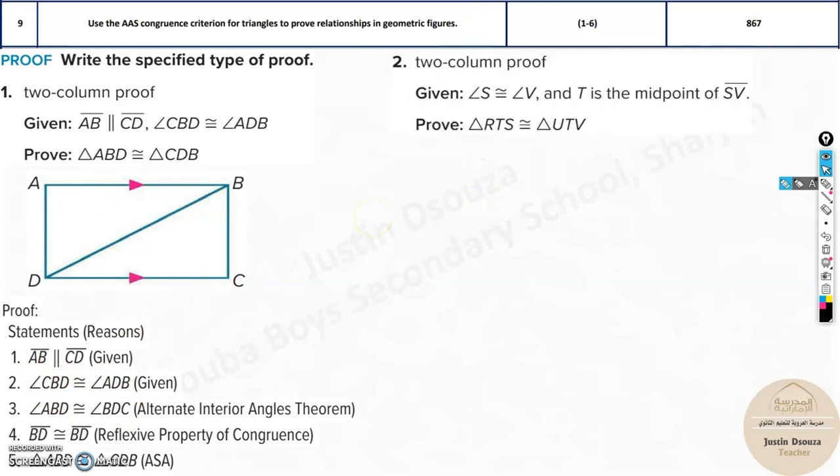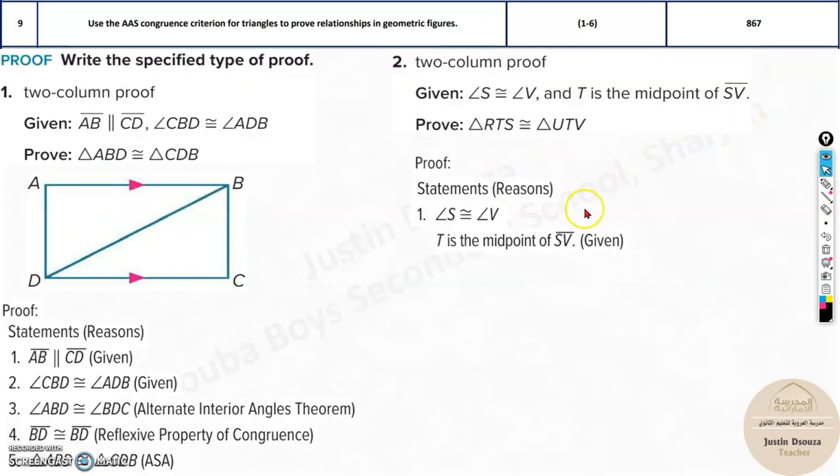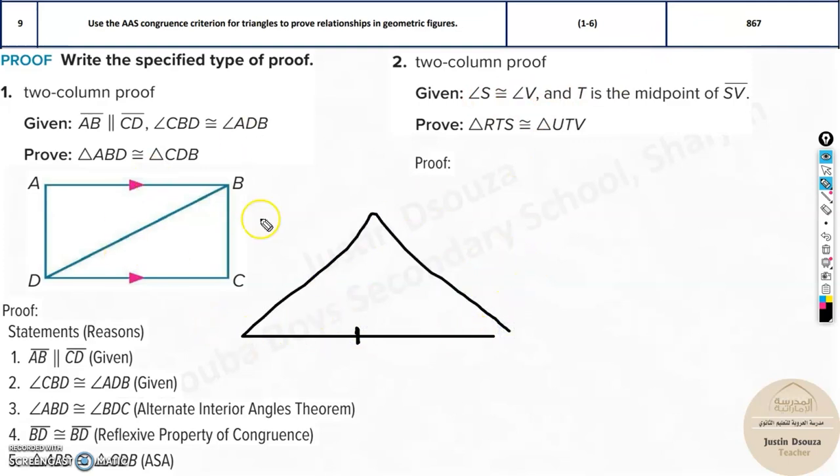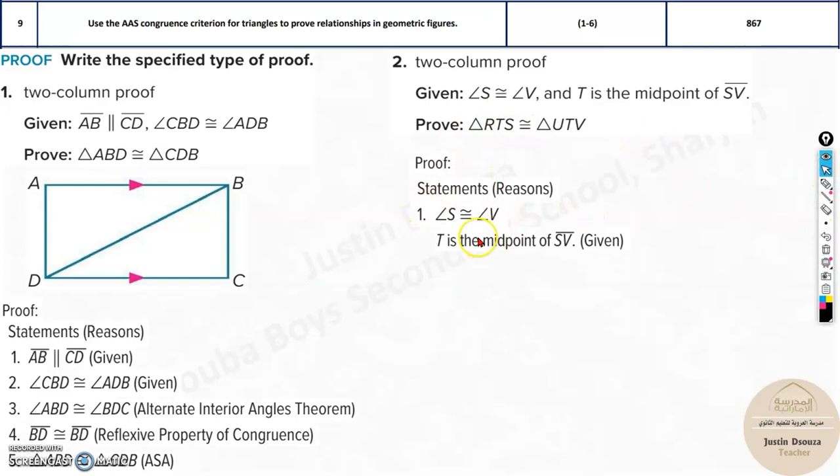Now, another one over here. They have given a few things: S, V, and T are the midpoints of SV. Prove the two triangles are congruent. I'm just checking the question. Okay, I'm sorry, the figure is missing over here. Anyways, we can do it with this itself. Let's just assume there are two triangles, and they have told us SV is the midpoint, and the angles are equal. Okay, it's very hard to do without the figure. We have to prove these, so I will just tell you over here what's there.